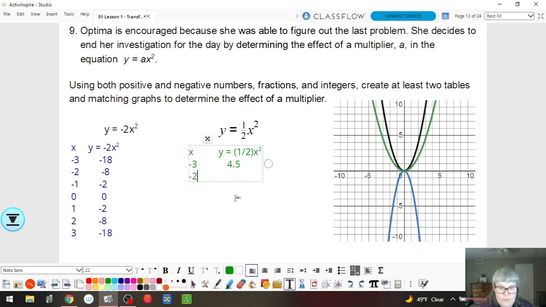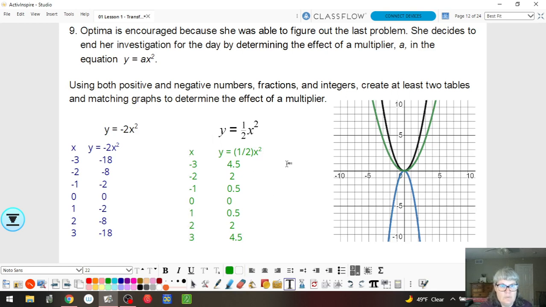At -2, we are at 2. At -1, we are at 0.5. And 0 is at 0, 0. So when we multiply, it doesn't change the location of the vertex. 1 is back up to 0.5. 2 is back up to 2. And 3 is back up to 4.5.